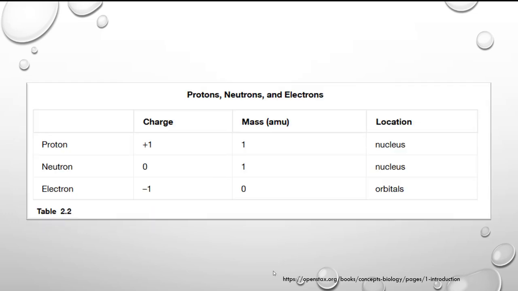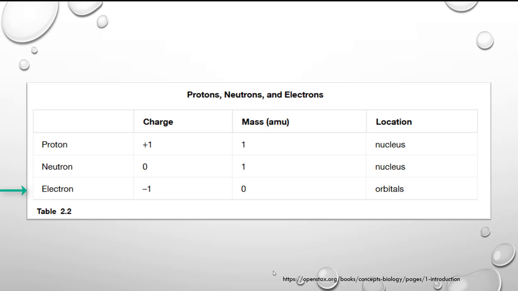And then here's just a chart that summarizes. Protons, neutrons, and electrons are the subatomic particles that make up our atom. And you can see, we talked about the location. Protons and neutrons hang out together in the nucleus, and the electrons are circulating in orbit surrounding the nucleus.